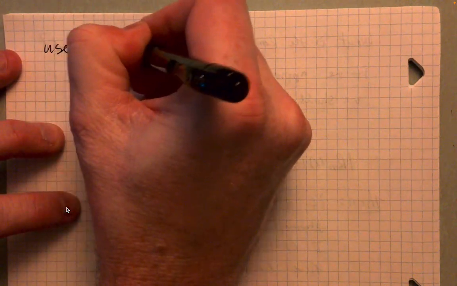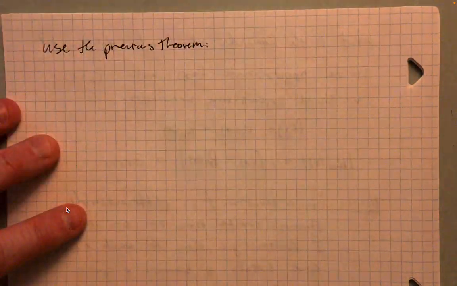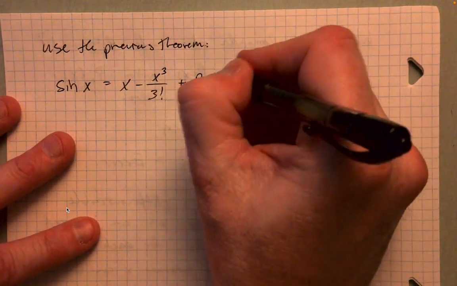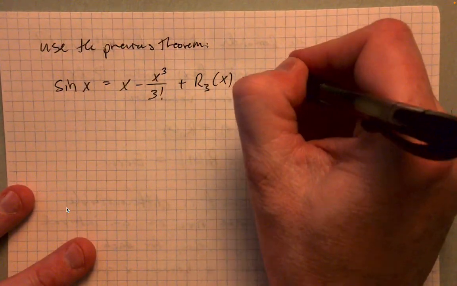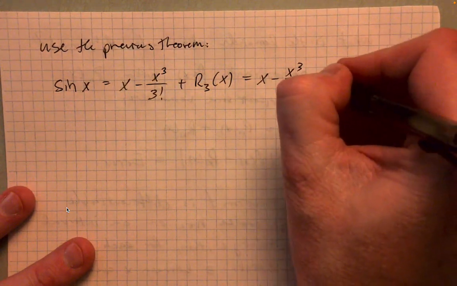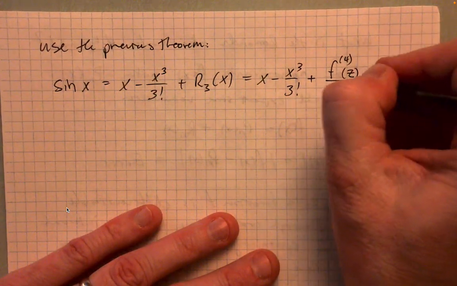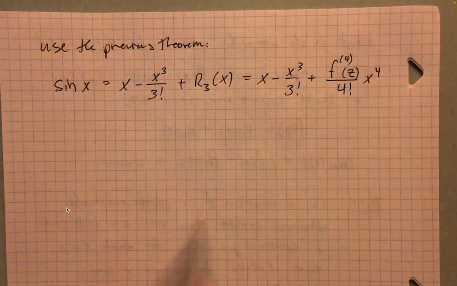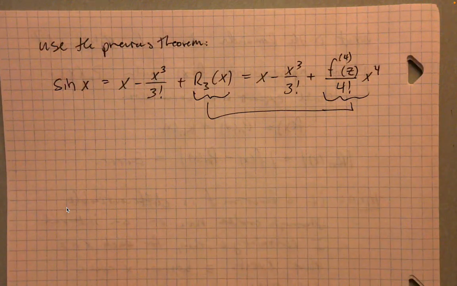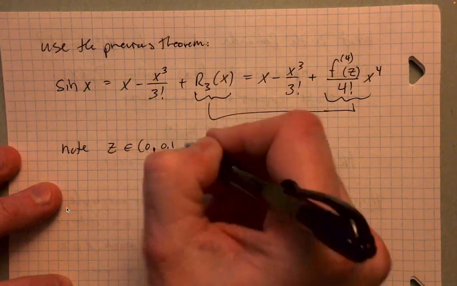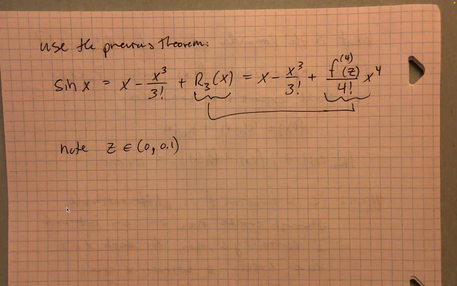Let's run through this. Basically, we're just going to use the previous theorem to approximate this. What we can say is that sine of x is equal to x minus x cubed over 3 factorial plus a remainder, R3 of x in particular. What's the remainder going to be? It's going to be the fourth derivative evaluated at some z divided by 4 factorial times x to the fourth. Note z is in the interval 0 to 0.1, so it's going to be somewhere in there.